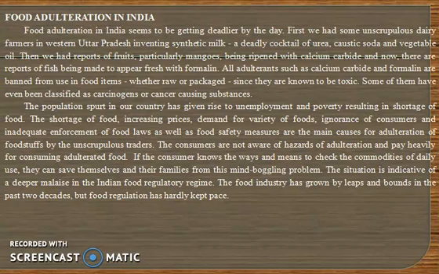Now food adulteration in India: what the people are doing and what the institutions are doing. I will give you certain examples from various states. Food adulteration in India seems to be getting deadlier by the day. First we had some unscrupulous dairy farmers in western UP inventing synthetic milk, deadly cocktails of urea and caustic soda. I will give you more later on. Thank you. This is all about food adulterants.